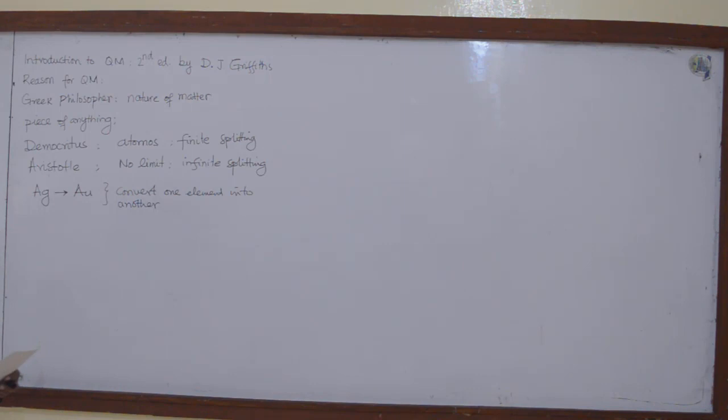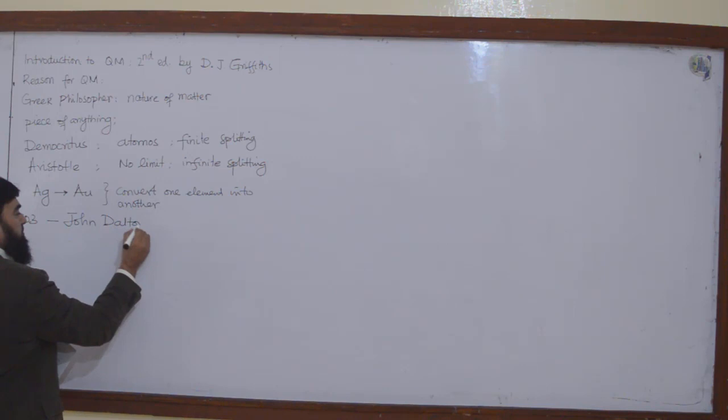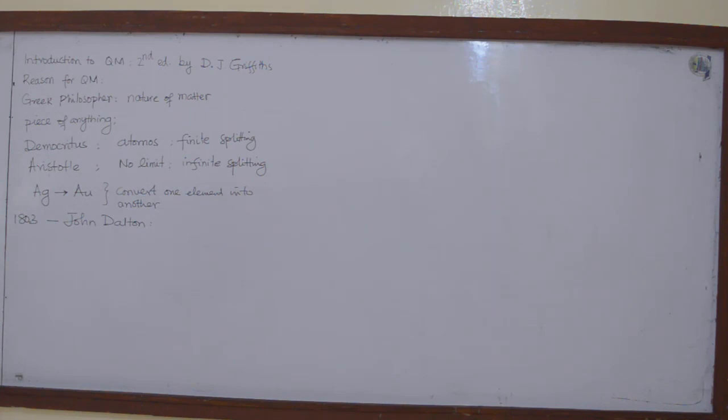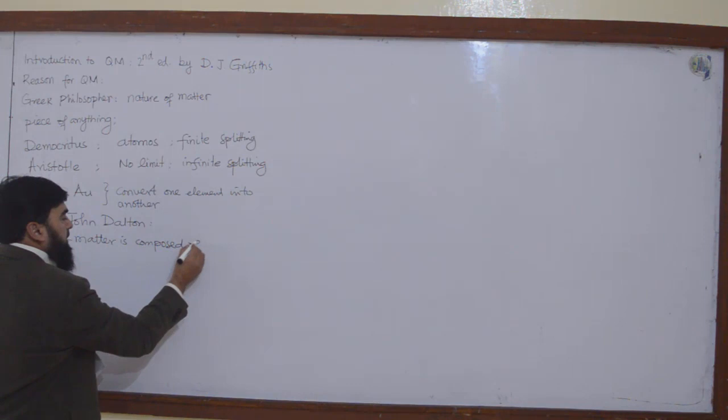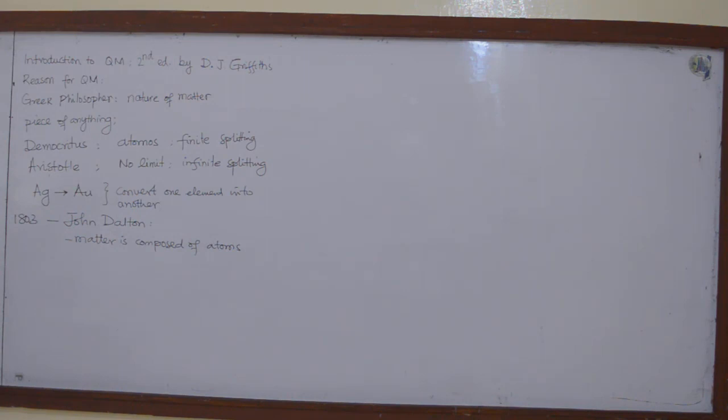So they came to know about this fact. Then the known history came in, and in 1803, John Dalton said a few things, and the very first thing that he said was that matter is composed of atoms. This name was given by him. Matter is composed of atoms, meaning some atoms combine with each other and they constitute matter.